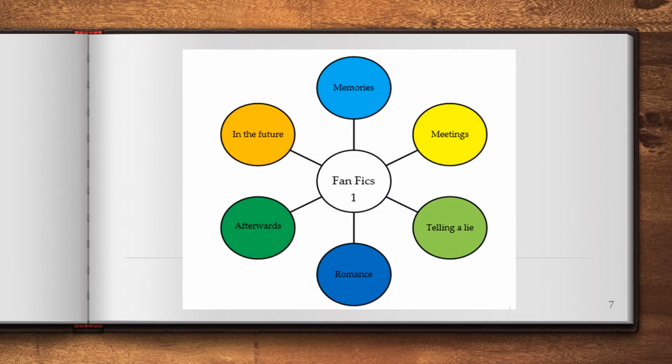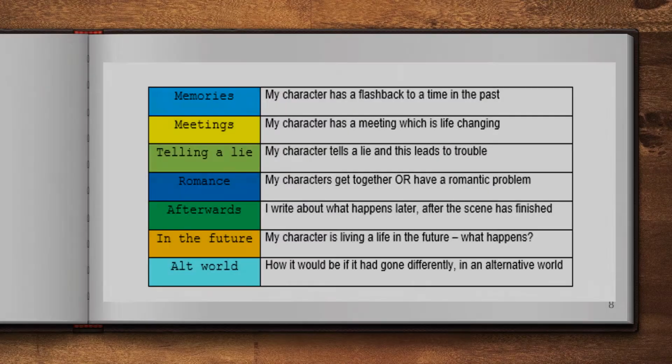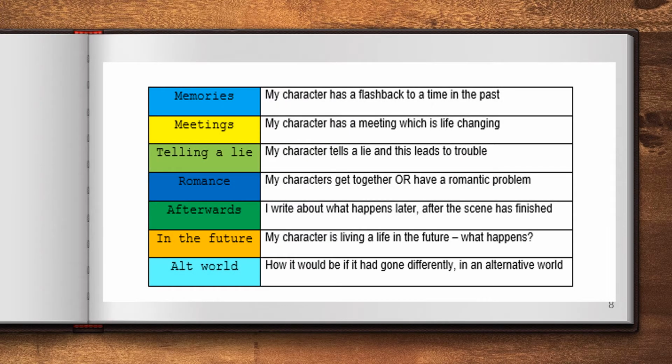So here we've just got a little diagram that shows some of the ways in which you can write some fan fiction. And here's that diagram turned into a grid. So you might imagine one of your favorite characters from the story you've just read, but now you're writing a whole new story and your character has a meeting that is life-changing, or the character that you love to write about tells a lie and this leads to big trouble. So these are some ideas for fan fiction that can be very enjoyable.